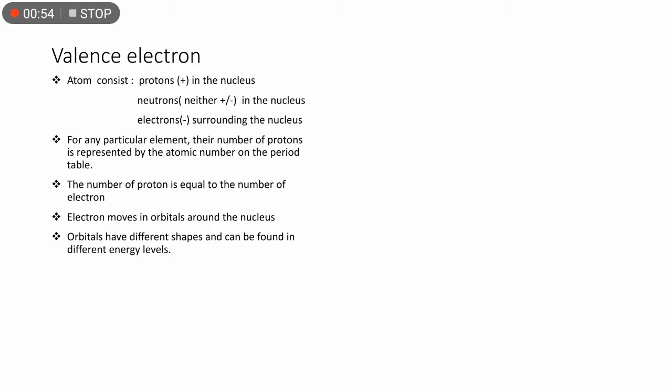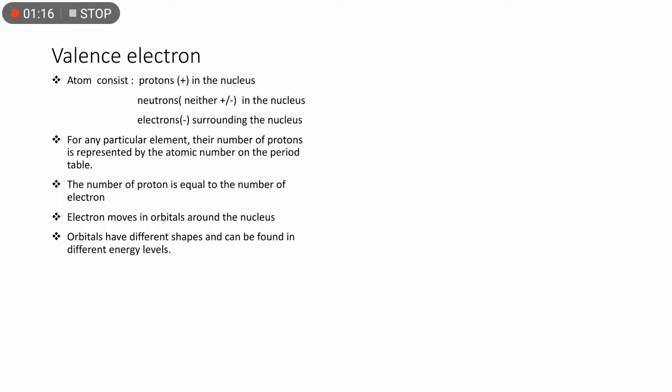Okay, with a recap of grade 10's content, an atom consists of protons, which are positive, in the nucleus, neutrons, which are neither positive nor negative, in the nucleus, and electrons, which are negatively charged and they surround the nucleus.